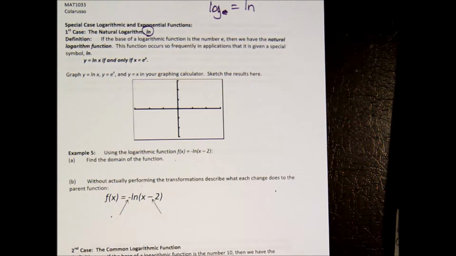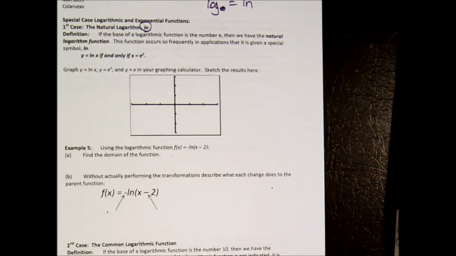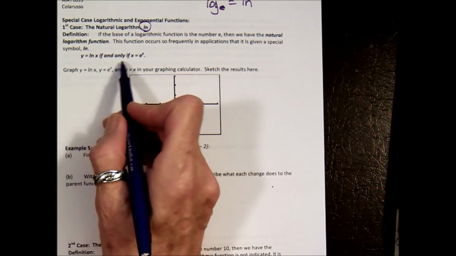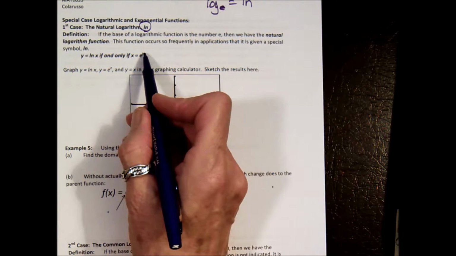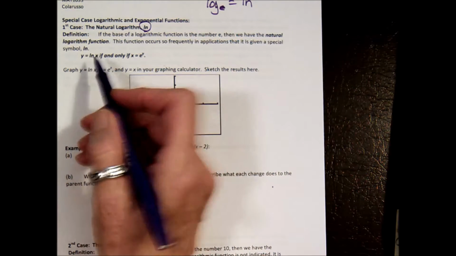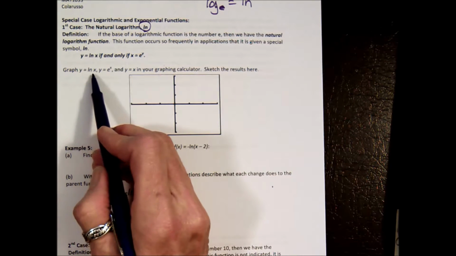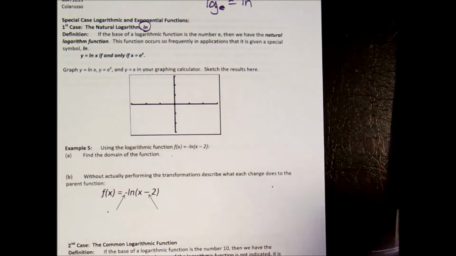So the definition is, if the base of a logarithmic function is the number e, then we have the natural logarithmic function. This function occurs so frequently in applications that it's given a special symbol, ln, like I showed you. y equals ln of x if and only if x is equal to e raised to the y. So remember, when you see ln, it means log base e. So in our graphing calculator, you are asked to graph y equals ln of x, y equals e to the x, and y equals x. So let's take a look.